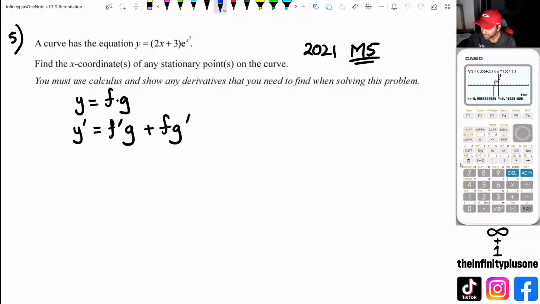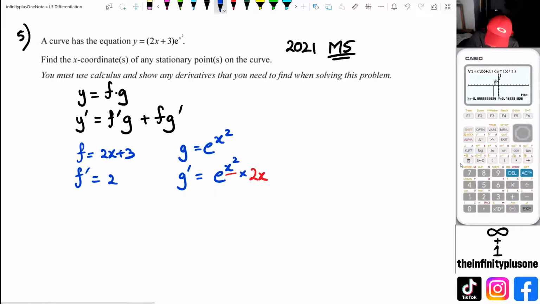So how do we actually solve this? Because we've got the two values, but we still need to show the working. So we're going to put down f is equal to 2x plus 3. F dash is equal to 2. G is equal to e to the power of x squared. So g dash equals e to the power of x squared multiplied by the differentiation of whatever's there, which is 2x.